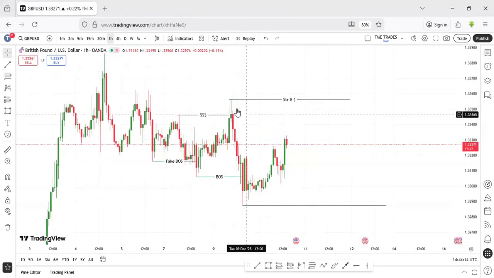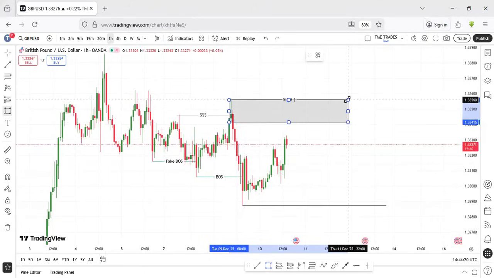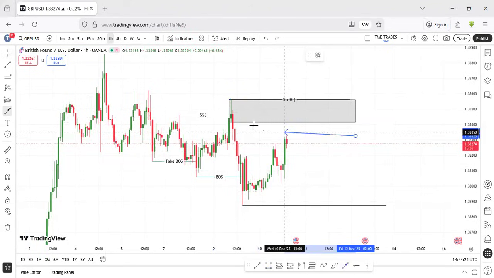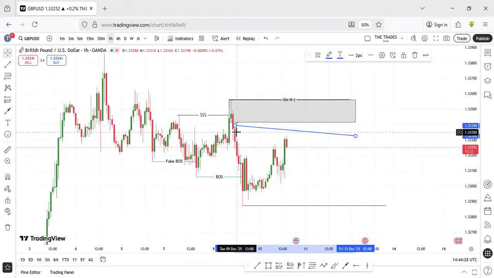So in that situation, we have a very good high with an order block, as you can see, a very good order block. And that order block has a fair value gap. Remember, whenever we have an order block with a fair value gap, it makes it very, very strong.